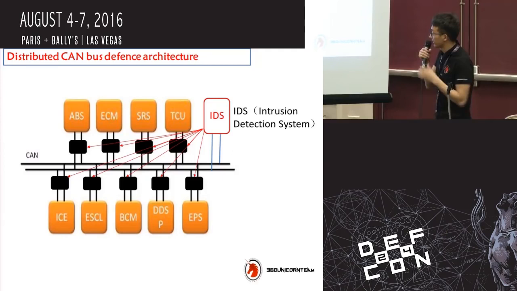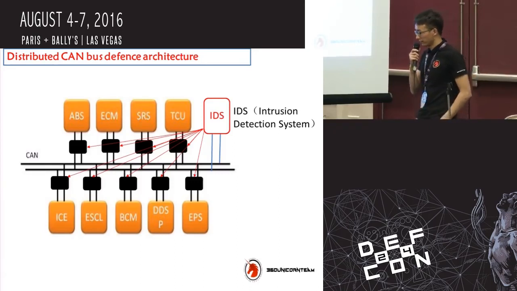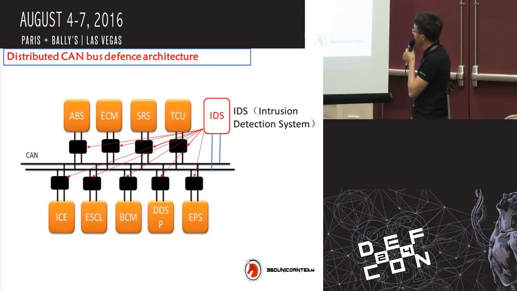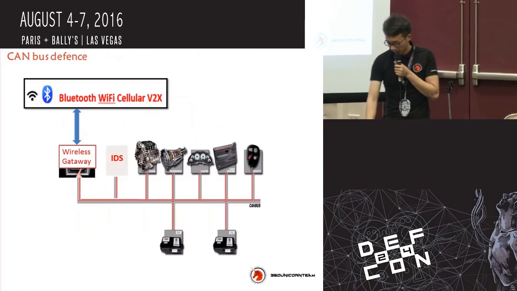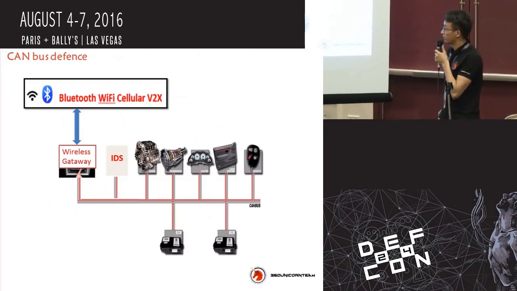So how can you defend against the attacks? The first practical method is to introduce a gateway between every ECU and the CAN bus, but this requires changes to the basic CAN network architecture, and it's hard to implement. So I propose this architecture to defend against car hacking.